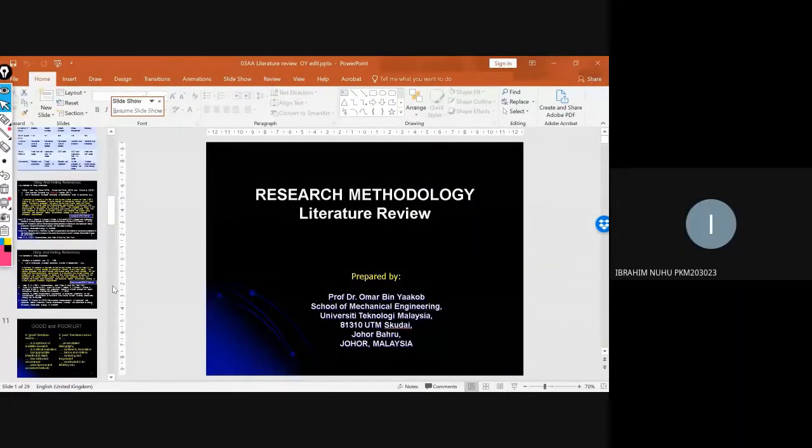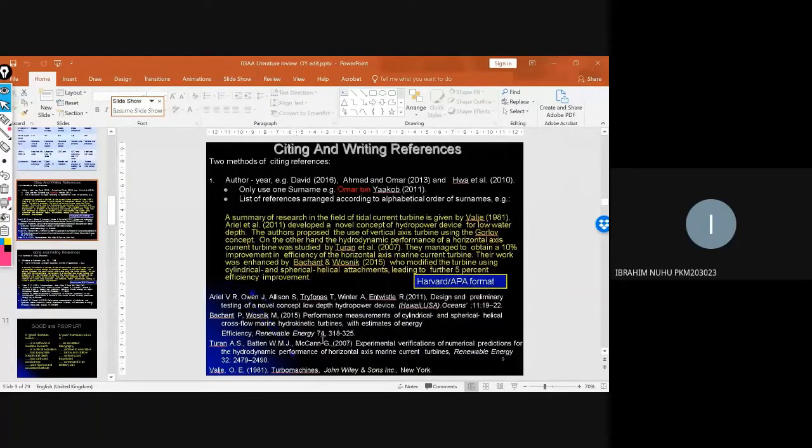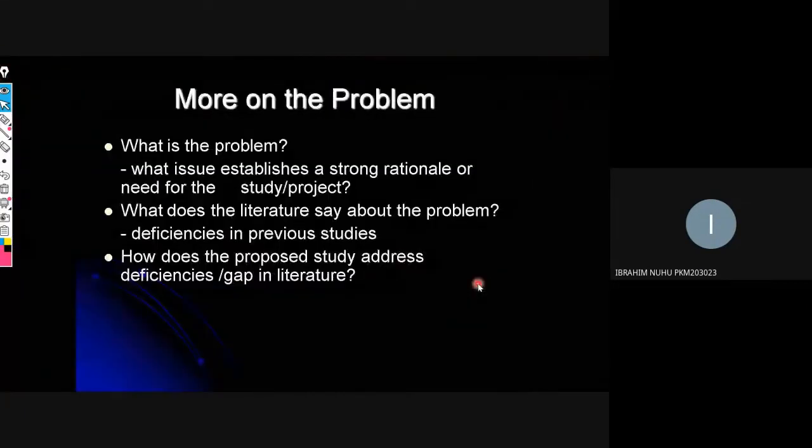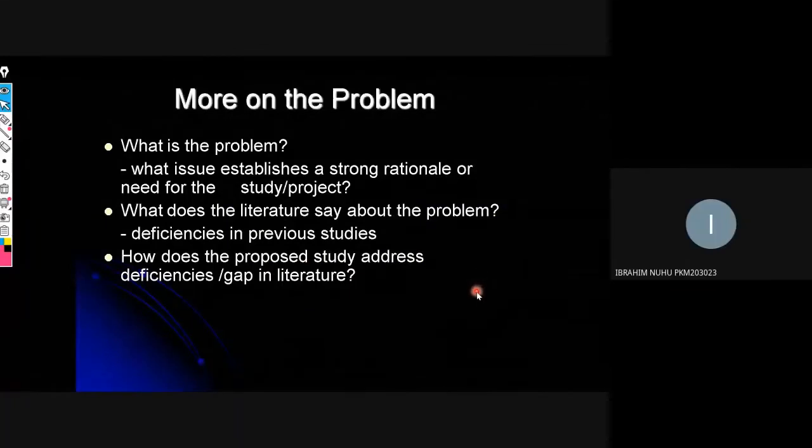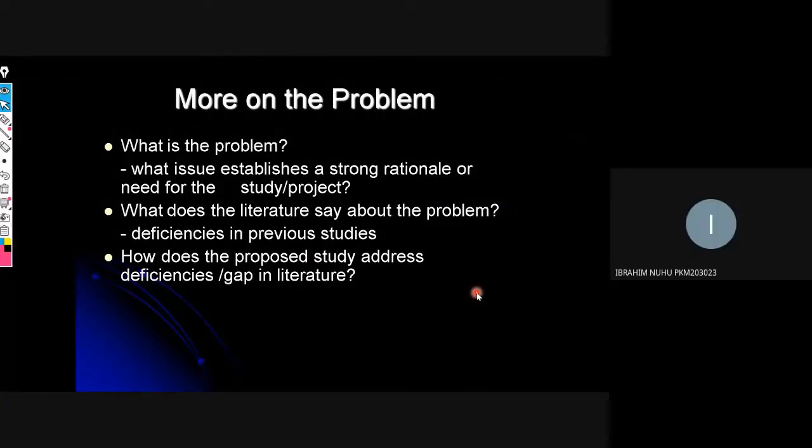Okay. Who's that? Not clear. Who's that? Ibrahim Nuhu. Okay.